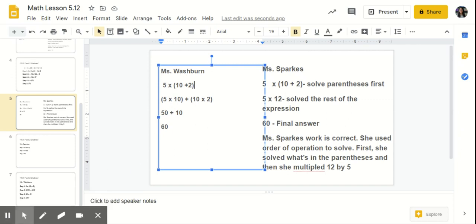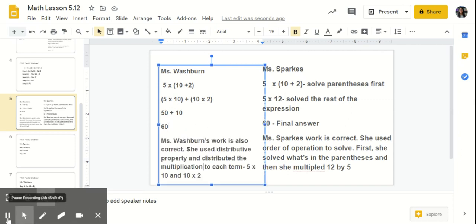Then she had 5 times 10 plus 5 times 2. She solved each of those groups, and that got her 50 plus 10, which led to her final answer, 60. Ms. Washburn's work is also correct.